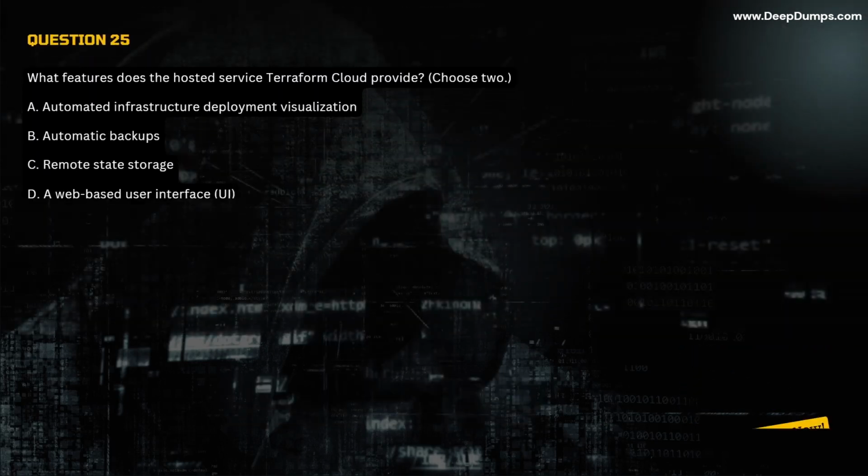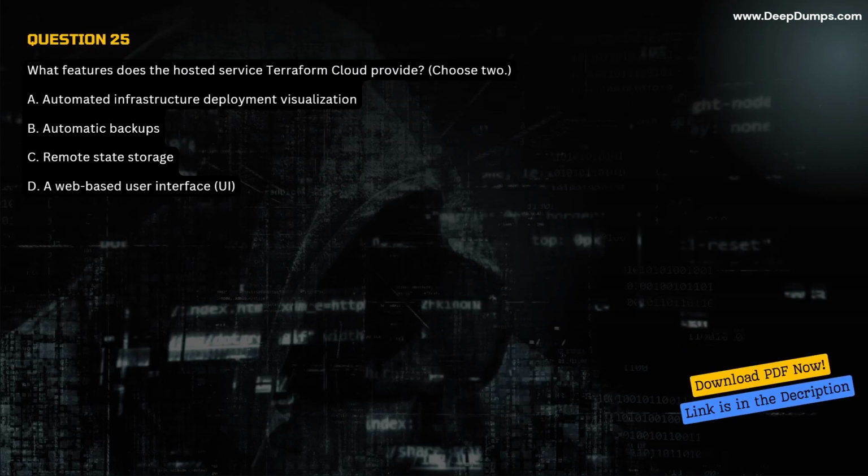Question 25. What features does the hosted service Terraform Cloud provide? Choose 2. A. Automated infrastructure deployment visualization. B. Automatic backups. C. Remote state storage. D. A web-based user interface (UI). Correct answer, C and D. Remote state storage. A web-based user interface (UI).